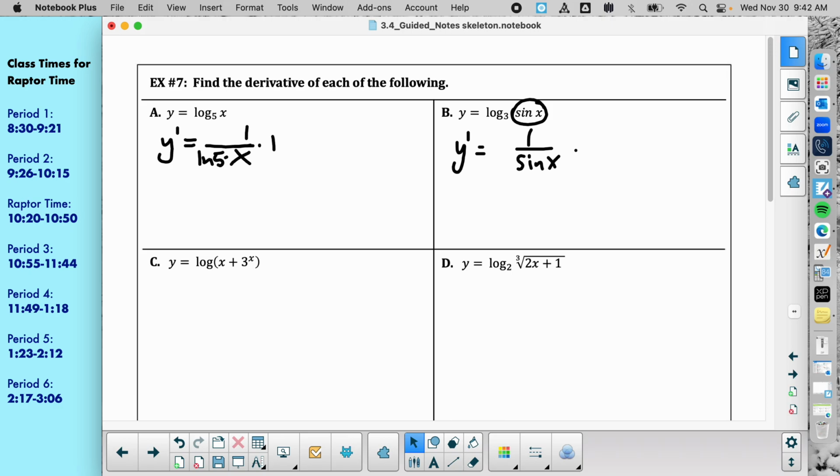So if you have ln of u, the derivative is 1 over u times the derivative of u. I think that's where you're getting kind of the mix up there, yeah? So it'd be the derivative of whatever's on the bottom. And then at the beginning, we're going to have 1 over ln of the base.